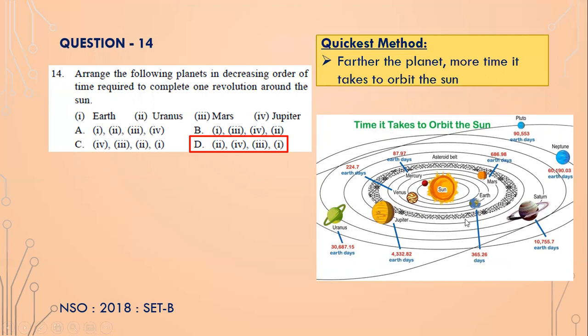Then 3 comes Mars, isn't it? Mars, which is just closer to the Earth, but on the outer orbit. It takes 686.98 Earth days to revolve around the sun. And Earth, it will take 365.26 days to revolve around the sun, and the 0.26 is adjusted in the leap year, okay, as the 29th day of February. So this is the descending order of time required to complete one revolution around the sun.